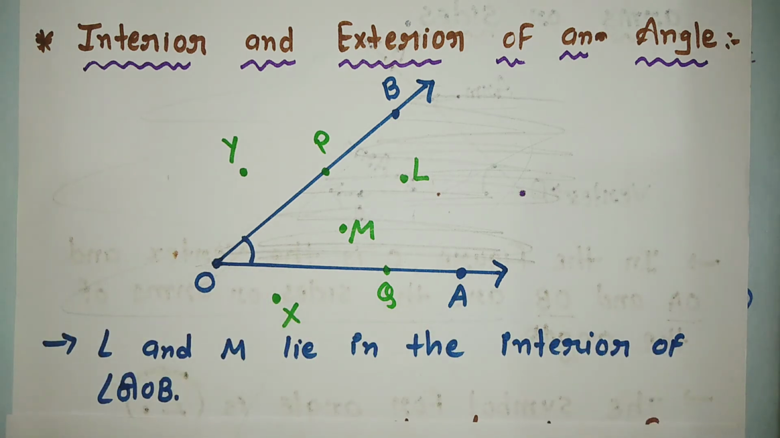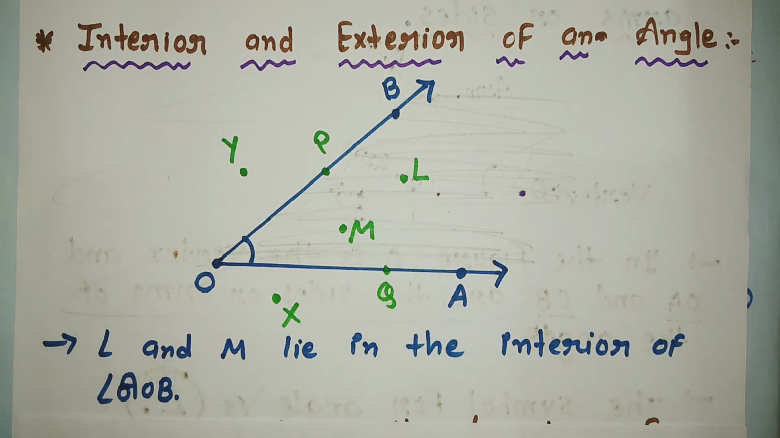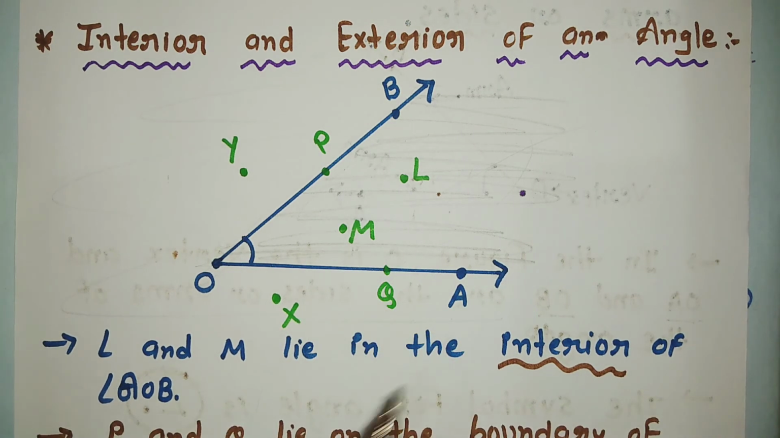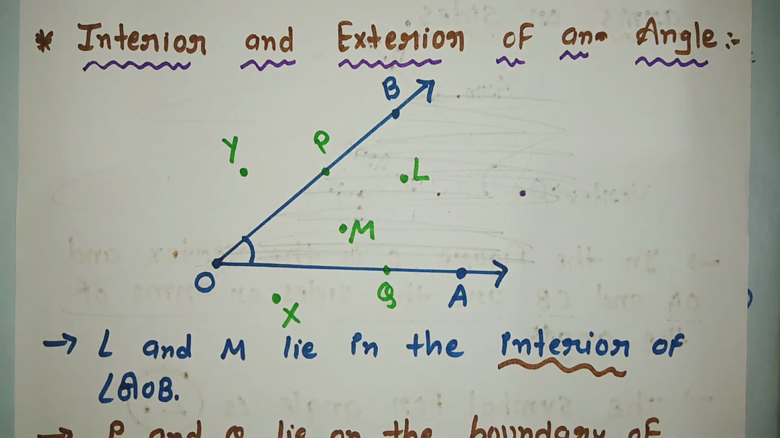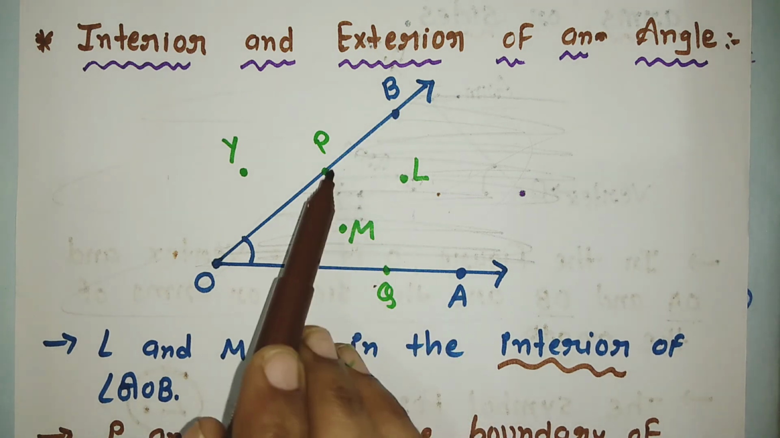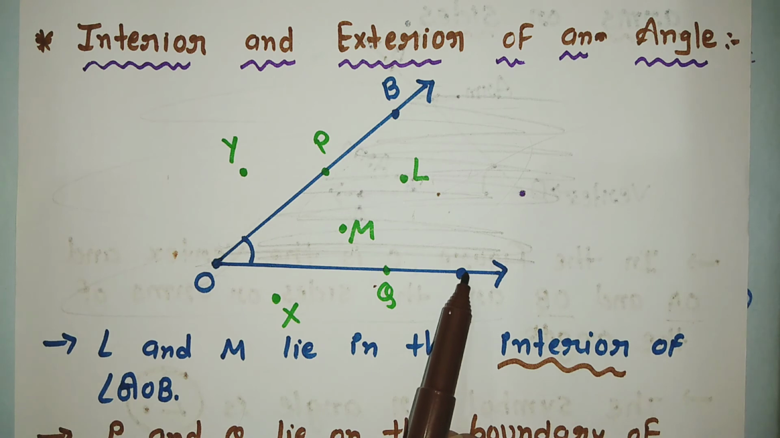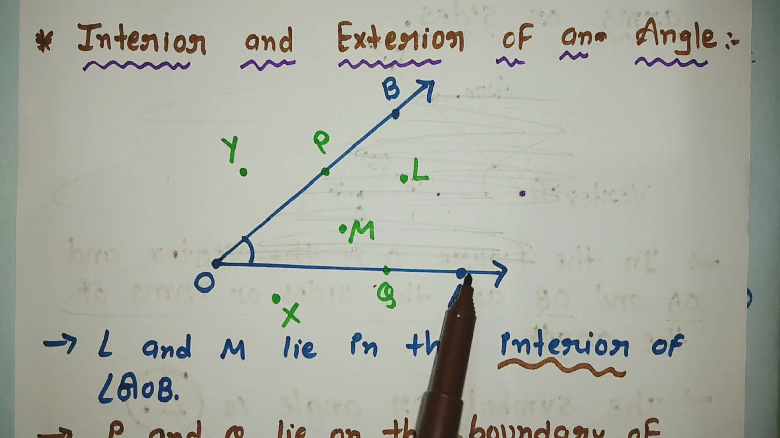So here L and M, you can see L and M. L and M points are in the interior of the angle. Next, P and Q. P and Q lie on the boundary of the angle. Not only P and Q, but B, P, O, Q and A. These are all on the angle. B, P, O, Q, A lie on the boundary of the angle.